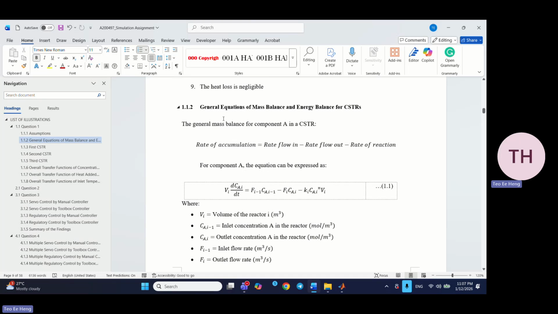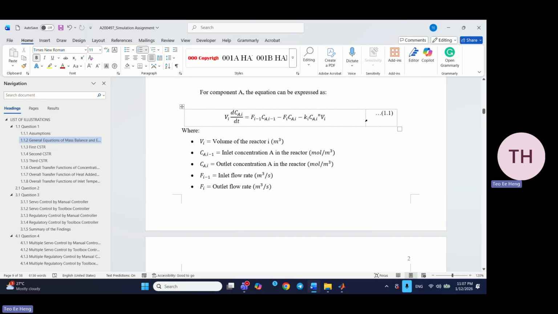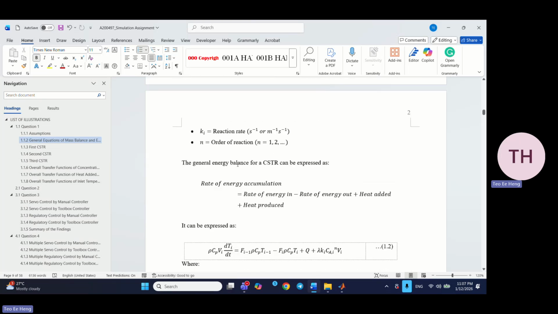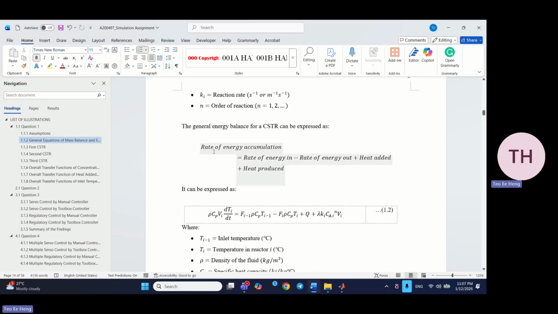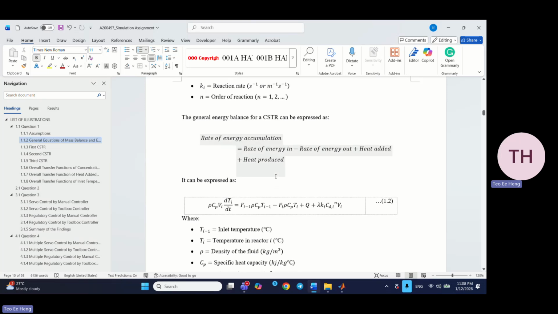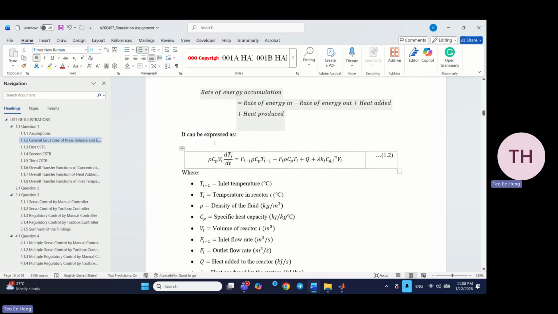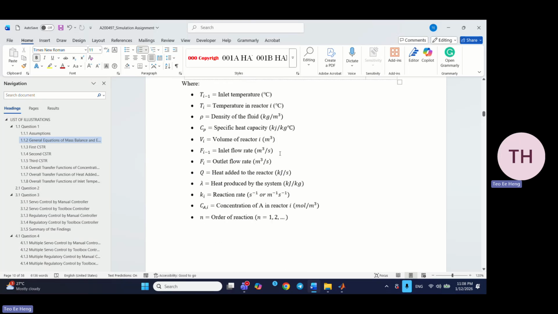For the general mass balance equation for a CSTR, the rate of accumulation equals the rate of flow in minus the rate of flow out minus the rate of reaction. For component A, the equation can be expressed as equation 1.1. For the energy balance, the rate of energy accumulation equals the rate of energy in minus the rate of energy out plus heat added plus heat produced. It can also be expressed as equation 1.2.